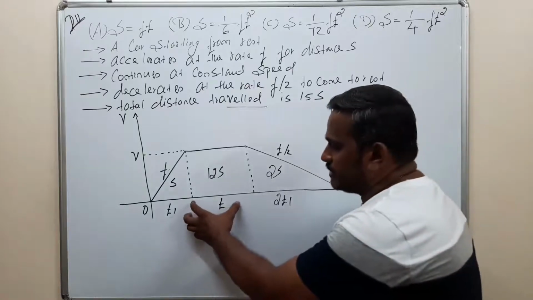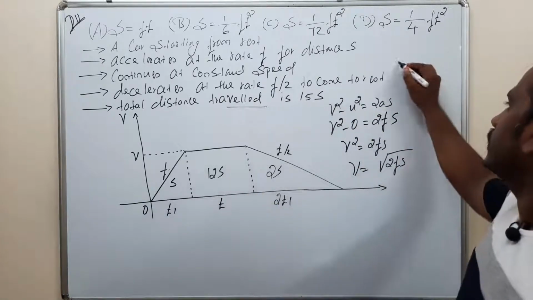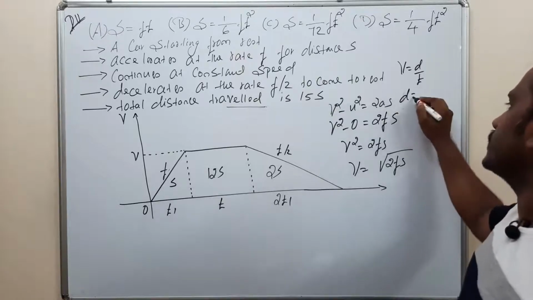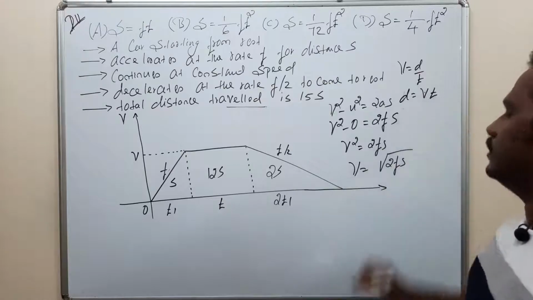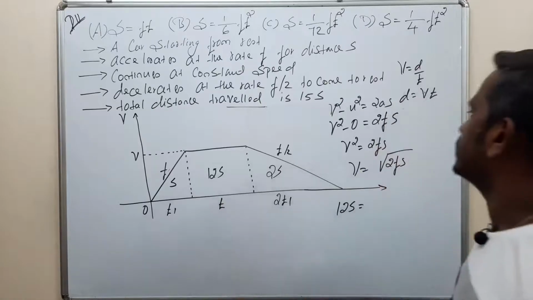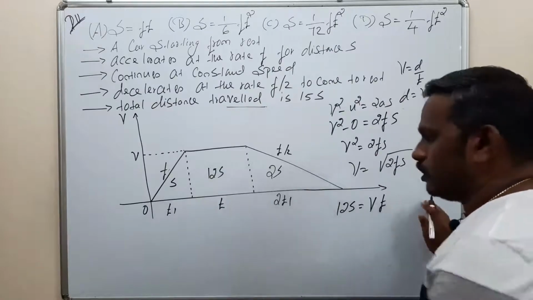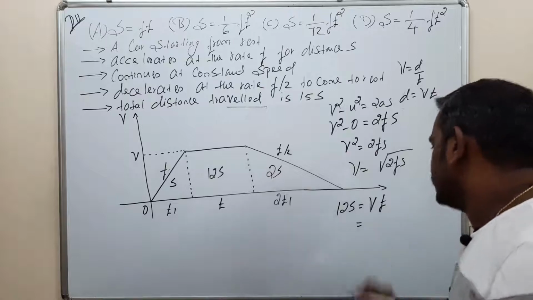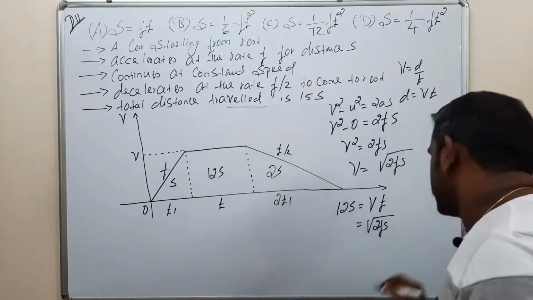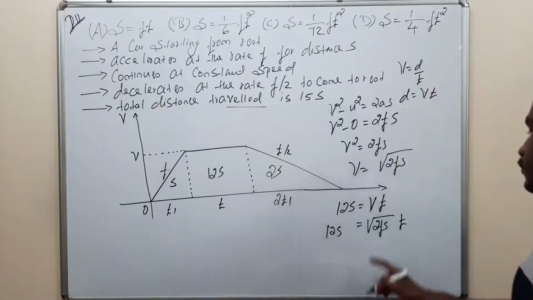Next I am considering the second part of the journey, where the car moves with a constant speed. Velocity is equal to displacement by time, so displacement is equal to velocity into time. The displacement is 12s, the constant velocity is v, and the time is t. Substituting v as root of 2fs, 12s equals root of 2fs into t.